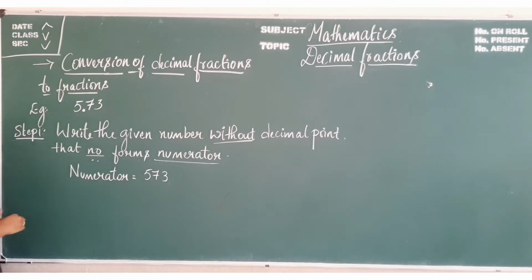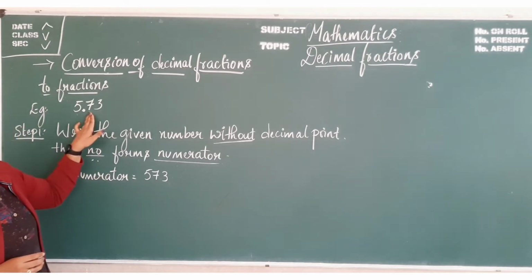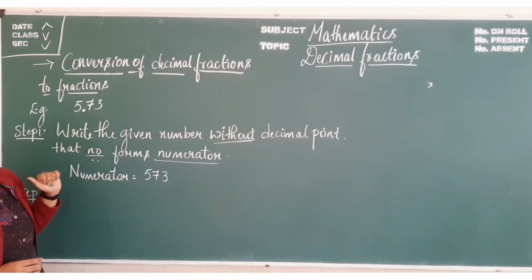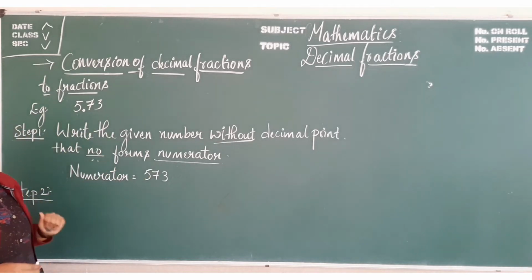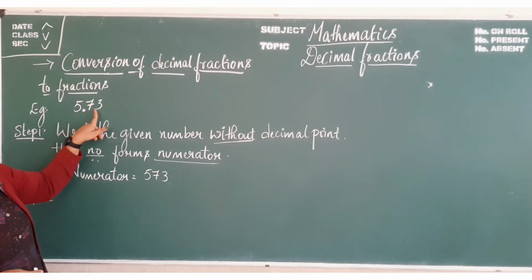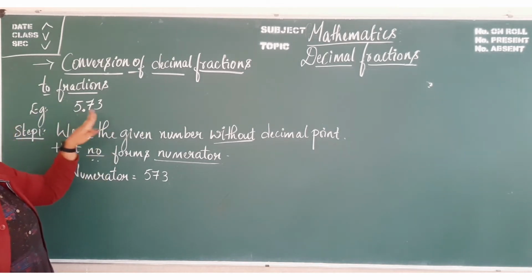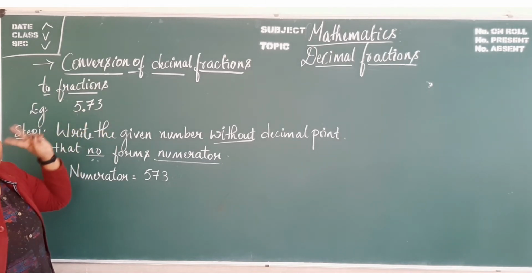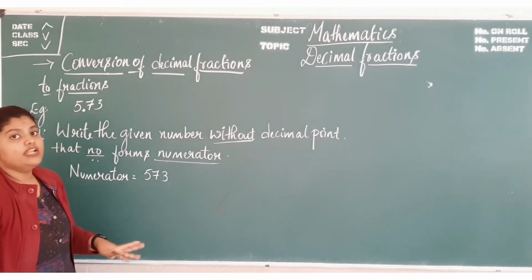Now let's see how to write the denominator. In a fraction we have both a numerator as well as a denominator. Now we got the numerator, so we should find out the denominator. What we do is count the number of digits after the decimal point. How many digits are there? 1, 2. So that many zeros we will write. Since we had 2 digits after the decimal point, we'll write 2 zeros and 1. That forms your denominator.